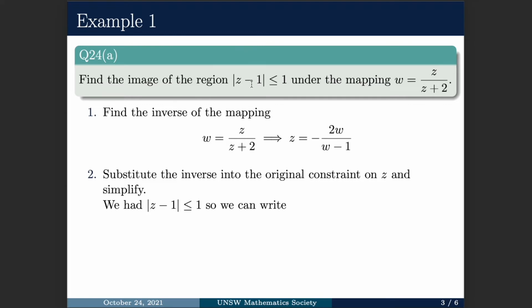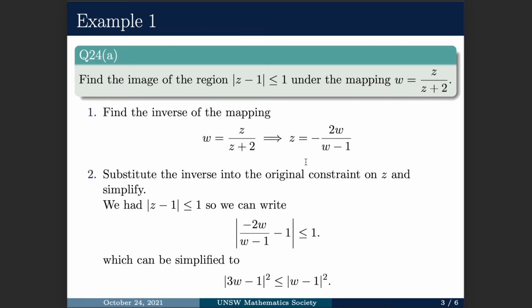So we know that z lies on this disk. So now we can substitute the expression for z in terms of w into that constraint. So when we simplify, we get this inequality.